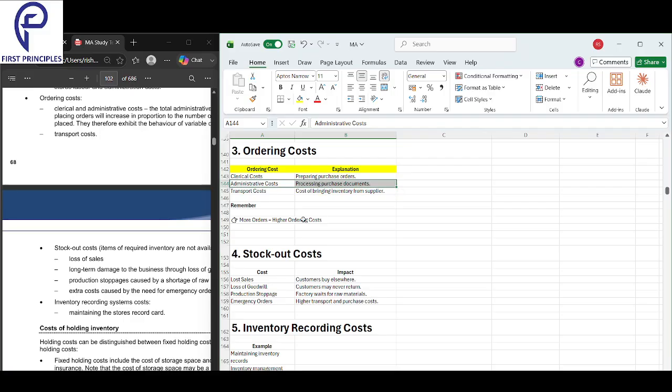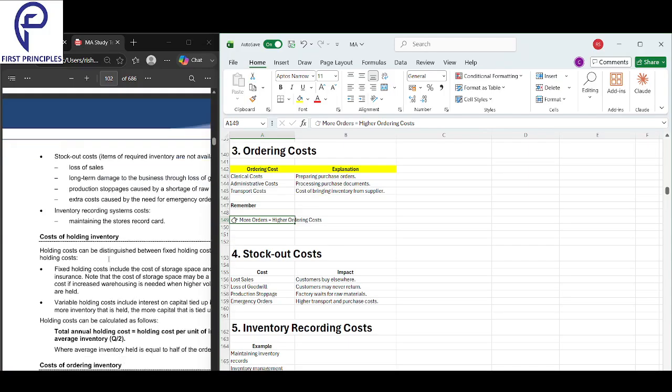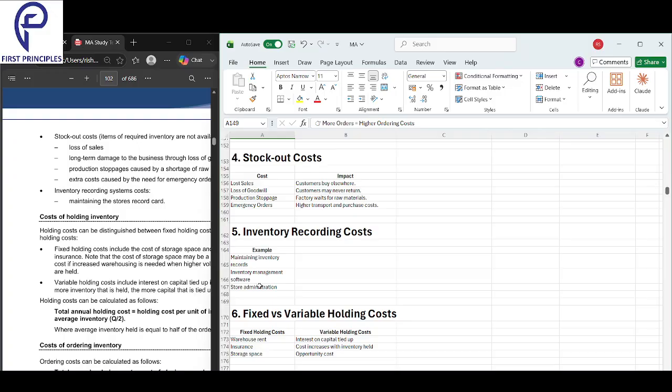So when we look into ordering cost, we have preparing the purchase orders, for which you need someone; administrative processing of the purchase documents, for which you need a person; and transportation cost, logistics for bringing the order to your godown, for which you need someone, right? So if you have more orders, your ordering cost goes high. More the orders, more the ordering cost.